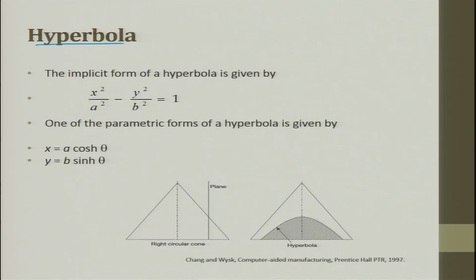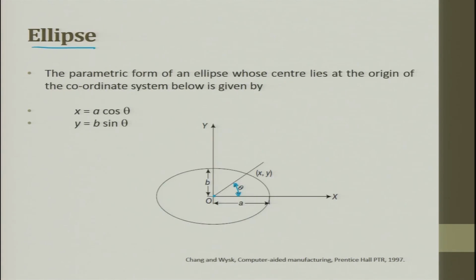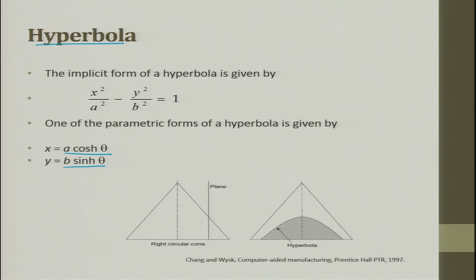When we want to do a hyperbola, the implicit equation for a hyperbola is x square by a square minus y square by b square equal to 1. I am representing it in a parametric form. I represent it as a cos h theta and b sin h theta. And here theta also takes the values like those used in the ellipse.